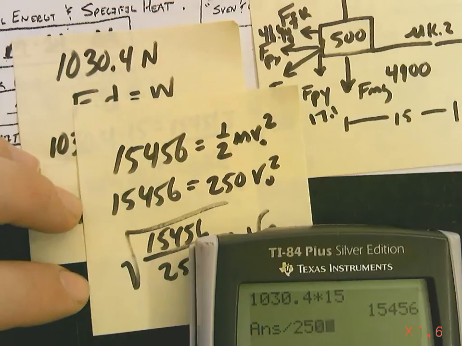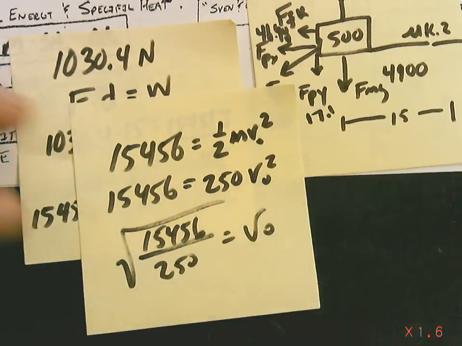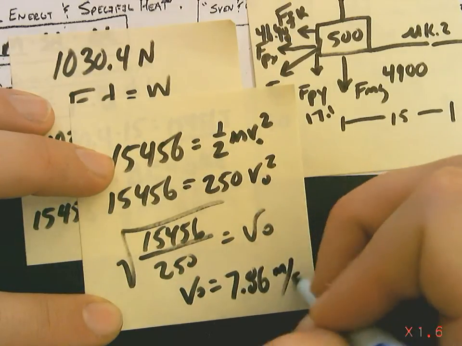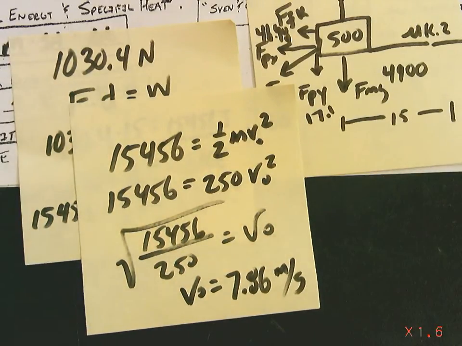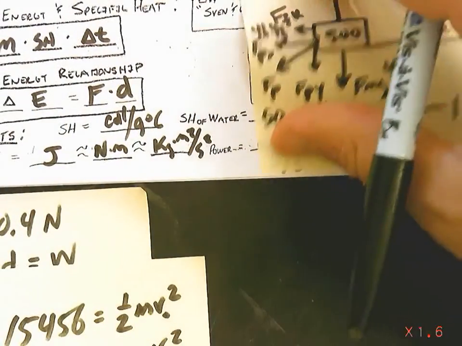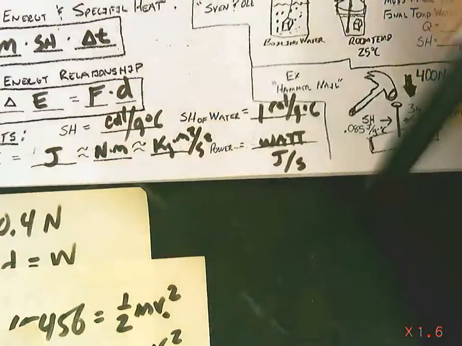Divided by half the mass, square root it, and we get our velocity, 7.86 again. See how that works out? It checks out both ways. Good to know how to do it both ways and understand it too. So we'll go through and we'll fill this in now. We got all our information here.